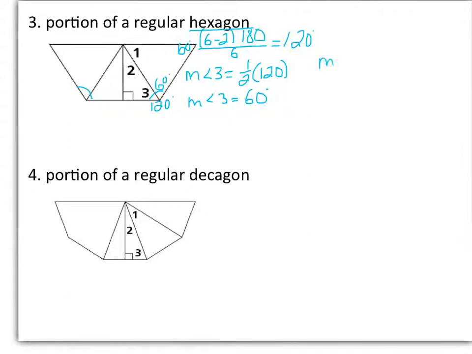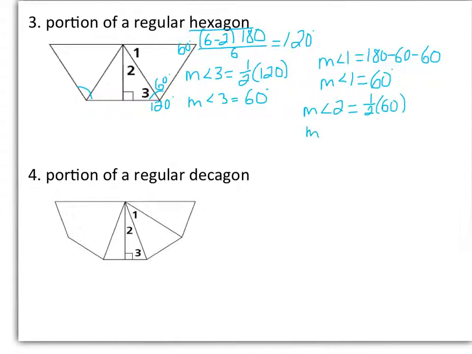So then the measure of angle 1 will be 180 minus 60 minus 60. So measure of angle 1 is also 60 degrees. So we actually have equilateral triangles inside our regular hexagon. And then the measure of angle 2 is just half of angle 1 or half of 60. So angle 2 is 30 degrees.